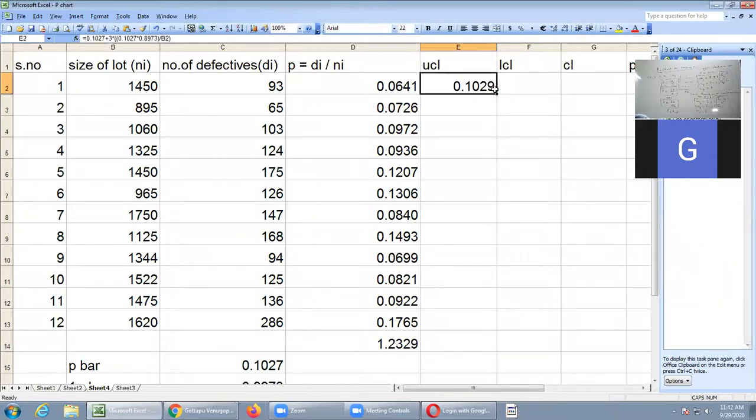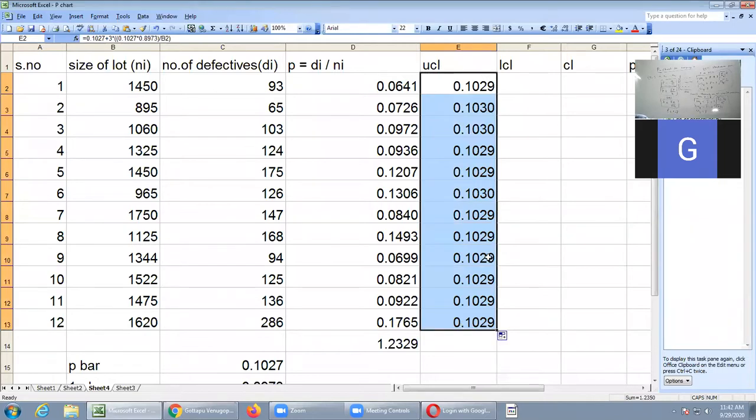So I have written the formula. Now you can drag, you will get all the UCL values. If you observe, you will get different UCL values. Why? What is the reason? Because sizes are different, UCL values are also different. I think you are getting the same values.